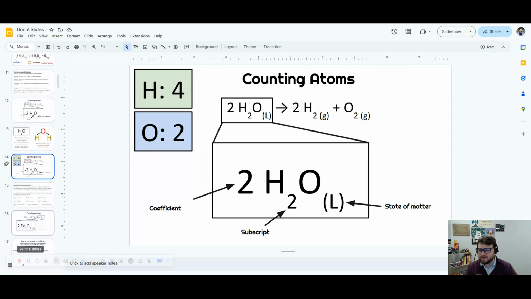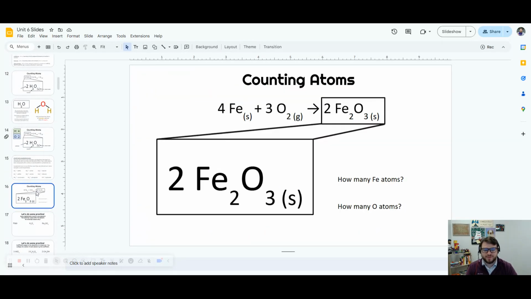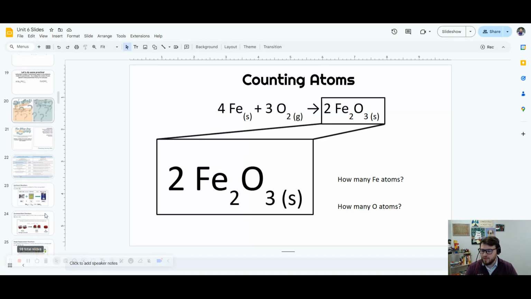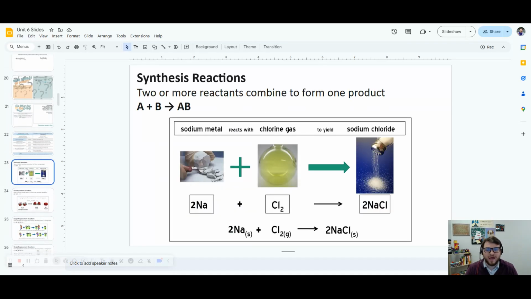And we did a ton of practice on this. You can go back and watch that video specifically, where I go through all these problems for you, but same kind of thing here. 2 times 2 gives us 4 iron atoms, or Fe atoms, and 2 times 3 gives us 6 oxygen atoms here, okay? Then we moved into the 5 types of reactions.